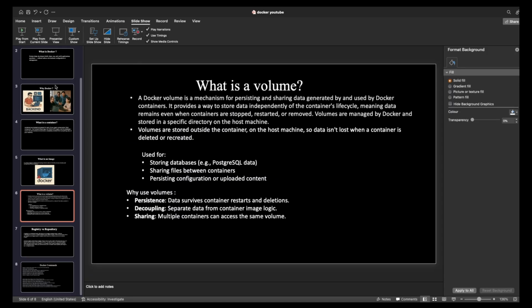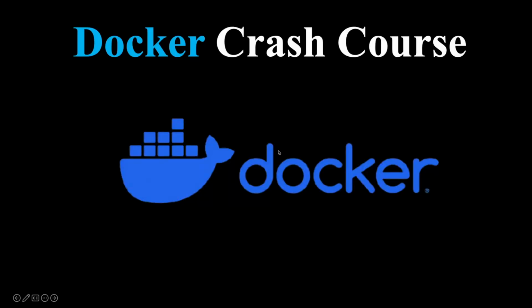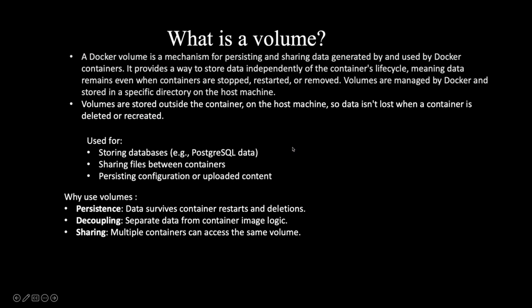So basically, you need to know that a volume is just used for storing databases, for example Postgres, SQL, and sharing files between containers, right? For example, if we are working on a project, let's say an Express.js application, it runs using Node.js, right? We have a container for our Node.js application. Then we have our container for our database, right? A volume simply allows us to share the files between those containers, right?